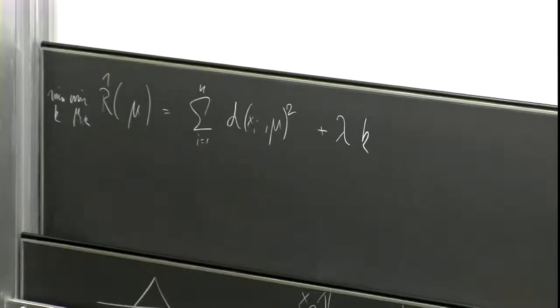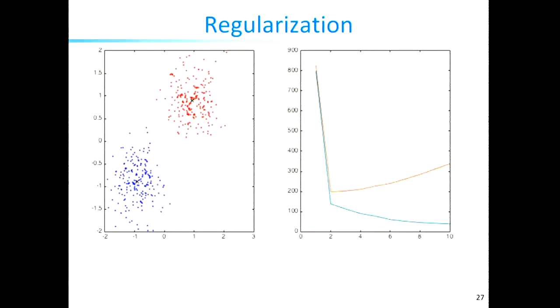And that's how I determine this red curve here. I pick some value of lambda, and then I basically plot this curve. This blue curve is the one from the previous slide. It's just how my quantization error decreases as I use more and more clusters. And the red curve is how this regularized cost function changes.